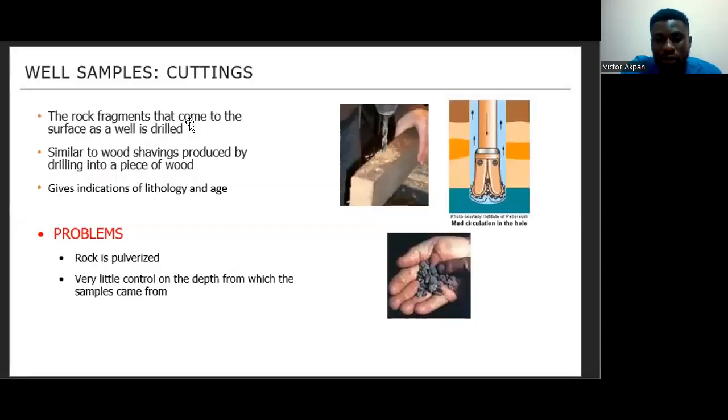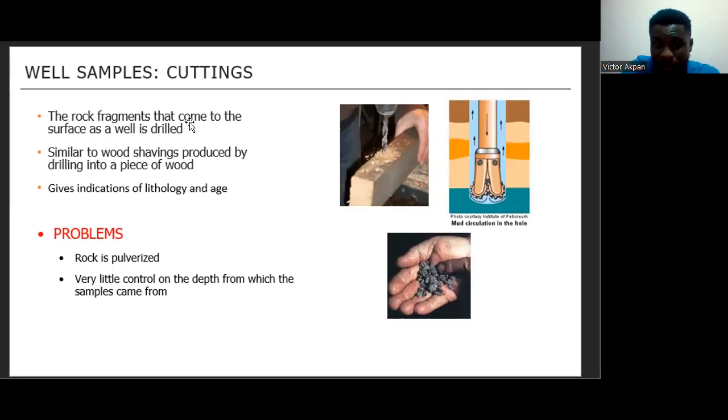Now, from our ditch cuttings, as an analogy, when you want to drill through wood and you begin to drill, you find that wood shavings begin to come to the surface. It's the same way when we are drilling through a formation: mud circulation in the hole pushes or lifts the cuttings right back to the surface. It could be done in different styles, but that's not the topic for today. So let me just mention that our cuttings are very important.